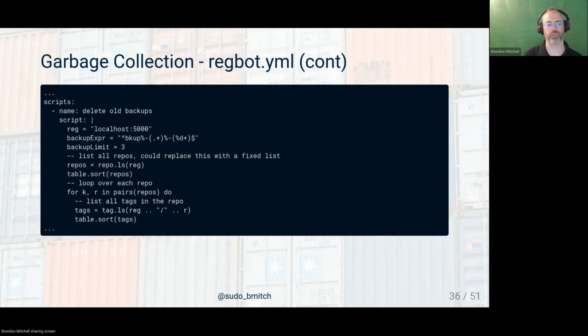Where I'm saying look for the backup string followed by whatever that first tag is, followed by the date stamp. And then the backup limit is 3. And so we made 5 backups for each of our tags. Now we're going to compress that down to only 3 backups by running this script.